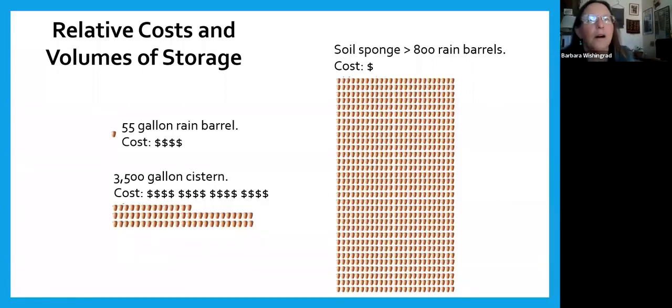So in terms of costs and volumes of storage, this is one of the reasons why we're so excited about soil storage. Just for an example, a 55-gallon rain barrel costs this much, and a 3,500-gallon cistern costs about this much. And how much water fits into the soil sponge is equal to more than 800 rain barrels, and the cost is much less.